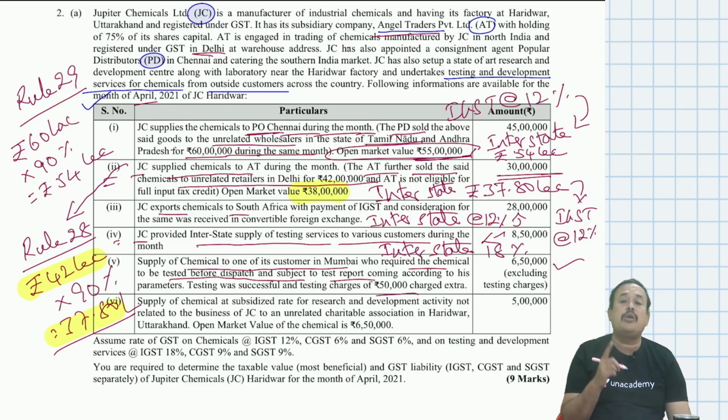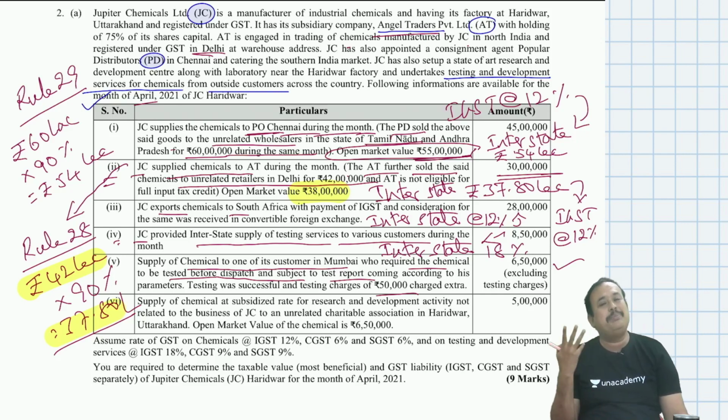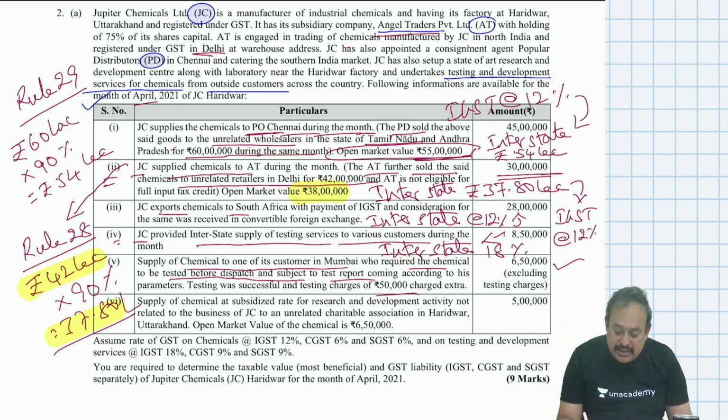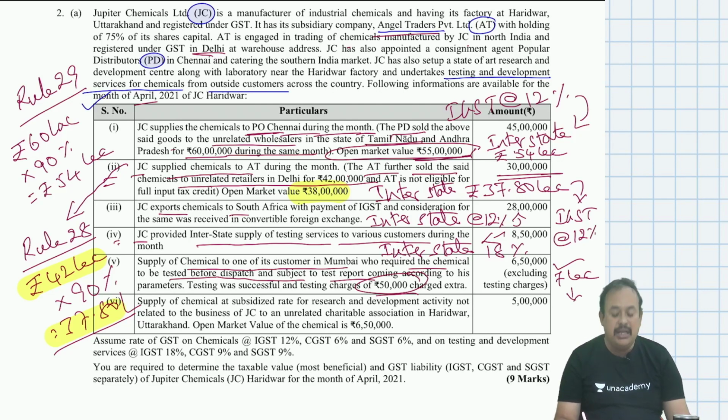It is together called composite supply. What is the principal supply? The predominant element here is chemicals, goods. Therefore, it is 7 lakhs, 6,50,000 plus 50,000, total 7 lakhs, on which the IGST applies for its customer in Mumbai. So IGST at the rate of 12% will apply on the entire supply of 7 lakh.